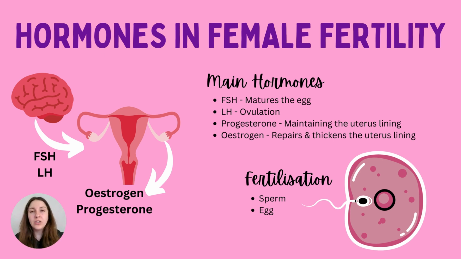Remember that FSH and LH are released by the pituitary gland in the brain, and that acts on the ovaries. Progesterone and estrogen are not released by the brain. They're actually released by different parts of the ovary or egg cell, and like I say, I will link that menstrual cycle video for you so you can go into more detail if you need to.